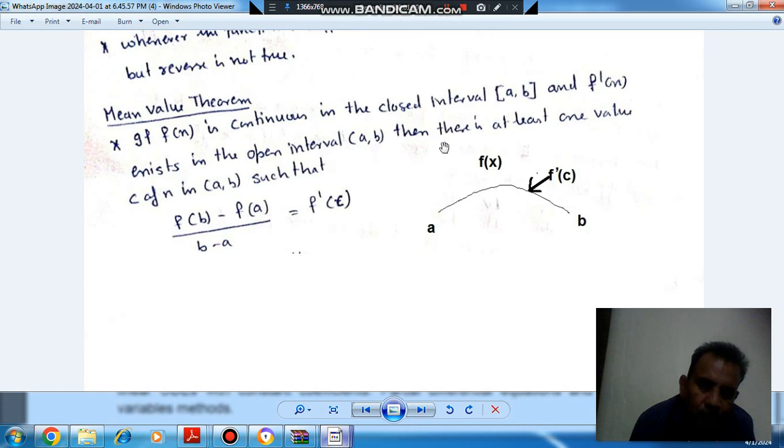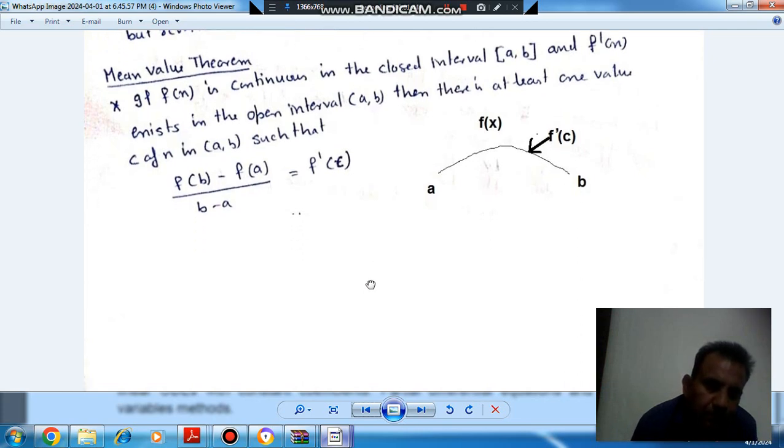And there will be at least one value x equal to c such that f(b) minus f(a), the value of the function at this point and the value of the function at this point, their difference divided by b minus a, will be equal to f'(x) at x equal to c. So this is the point. This is the statement of the mean value theorem.